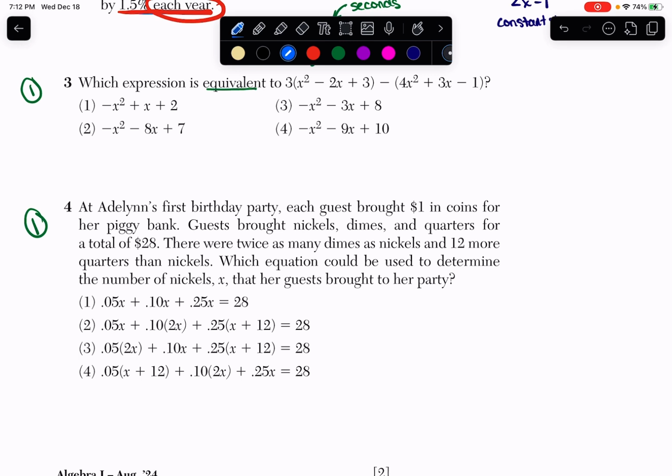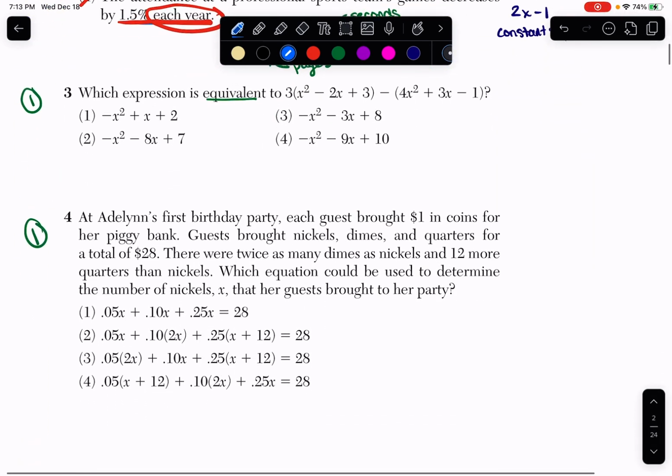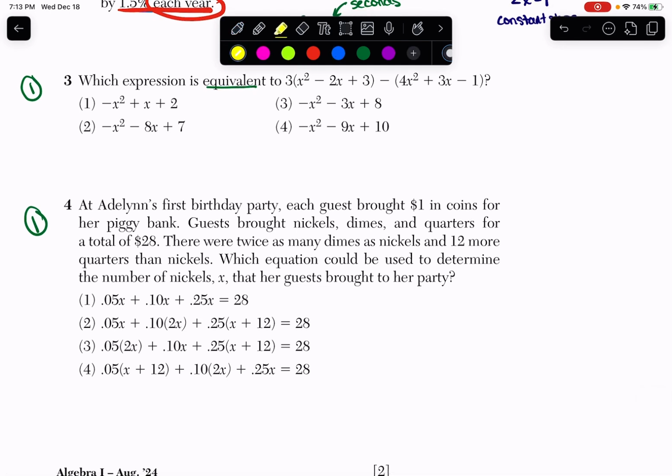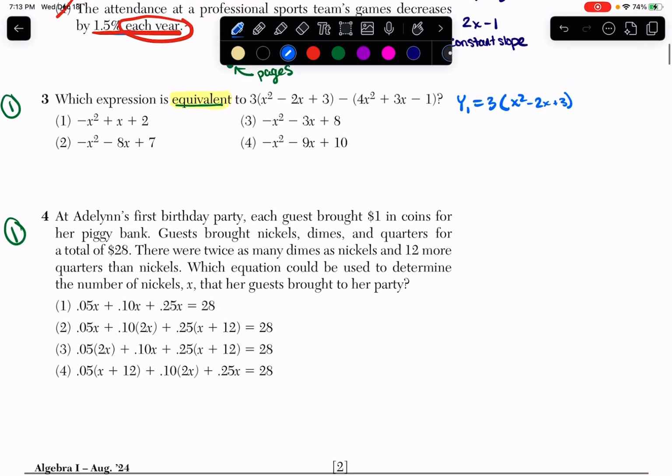Number 3, which expression is equivalent to 3 times (x squared minus 2x plus 3) minus (4x squared plus 3x minus 1)? For this one I'm going to use the same exact strategy as I did in number 1. If I see this word equivalent, I immediately think equivalent expressions have all of the same solutions. So I am going to put my question in y1. For this one, it'll be a little time consuming. This is a lot of typing, but if I'm careful, the typing will be worth it.